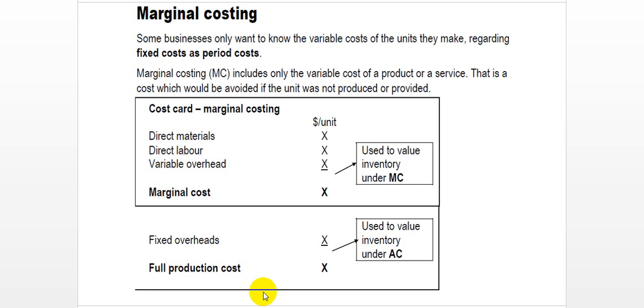However, marginal costing only uses variable costs. It treats the fixed costs as being period costs, which will be incurred regardless of whether the product is produced or not. So it only includes that cost which would be avoided if the unit was not produced or provided.